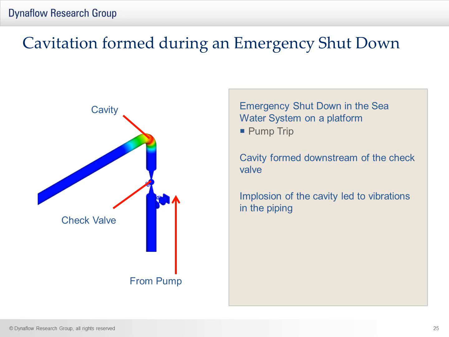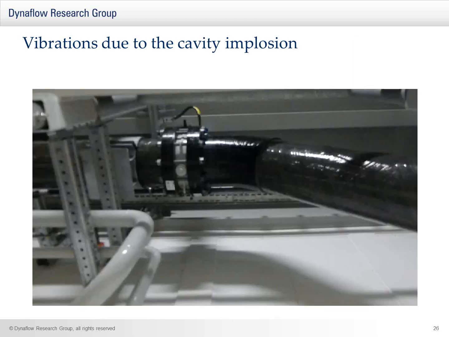The cavitation formed downstream of the check valve, given the low pressures in that region. And when the fluid returned, the cavitation imploded, and this led to large pressure peaks and unbalanced forces in the piping. With the following video, we can show you the effect of the implosion of this cavity.